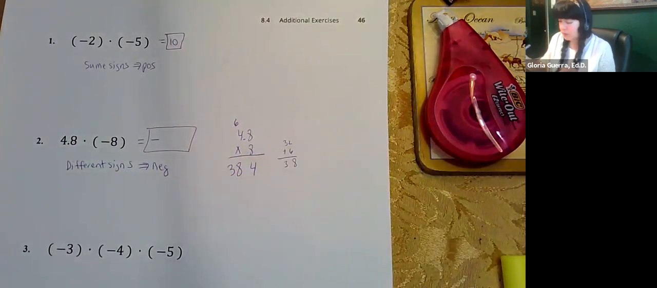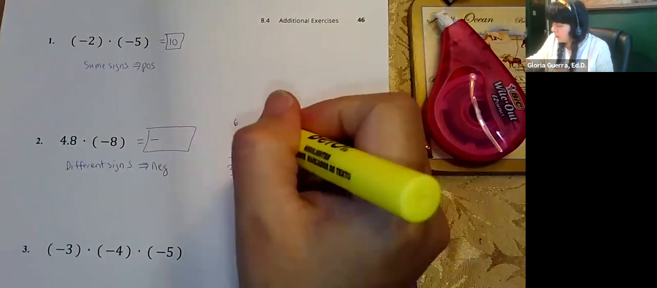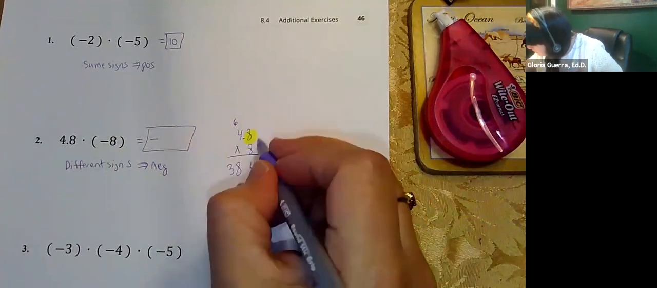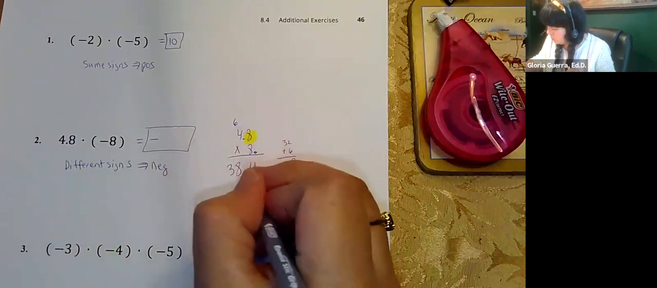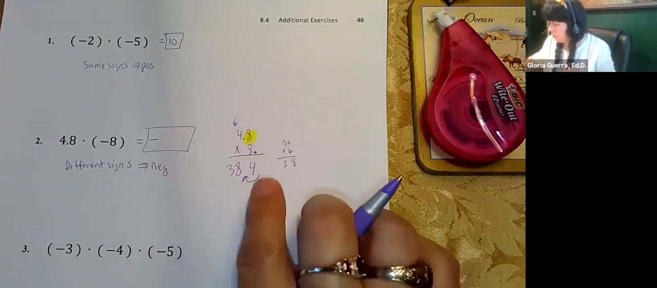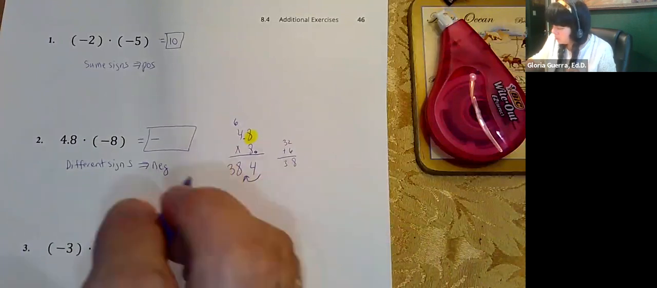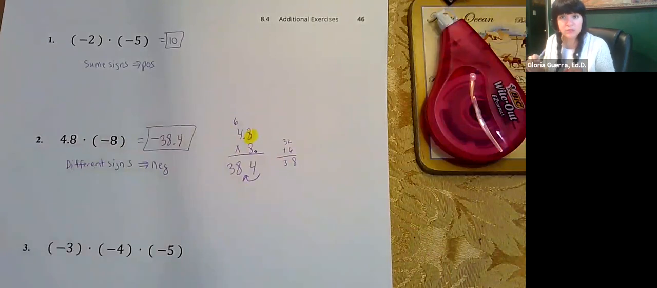Okay, and then you count your decimal moves. You have 1 decimal move right here. The 8 doesn't have a decimal move because the decimal technically is behind the 8. So there's just 1 decimal move, and you move that from right to left. And that's just 1 decimal move. -38 and 4/10. -38 and 4/10. Okay.